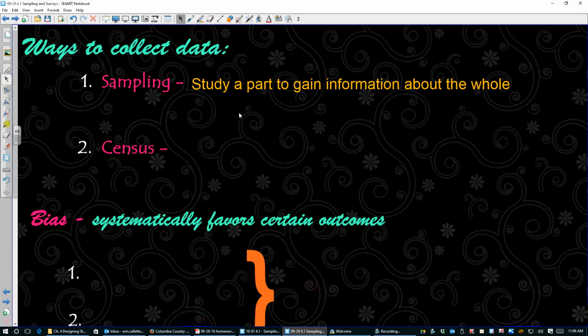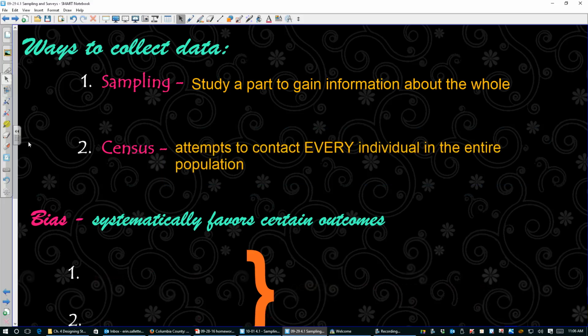Sampling, what we do is we study a part in order to gain information about the whole. That's when we take a sample, and sometimes we take a sample multiple times. Multiple samples will give us better results, something more representative of the population. A census, however, does not take a small group of the population. A census actually attempts to contact every individual in the population. So a census is a population study, whereas a sample is a sample study.